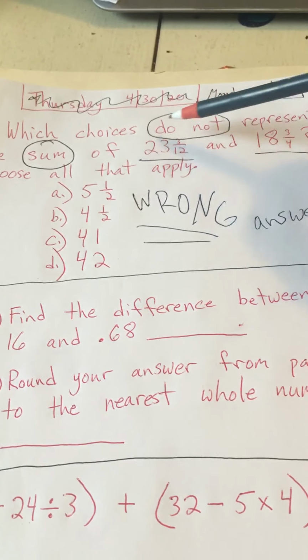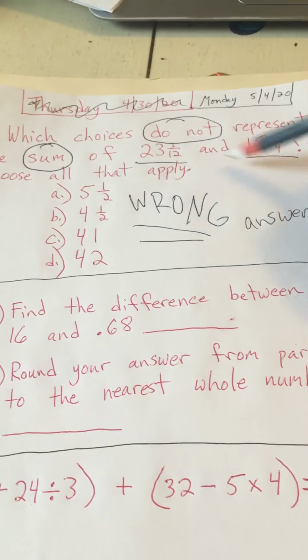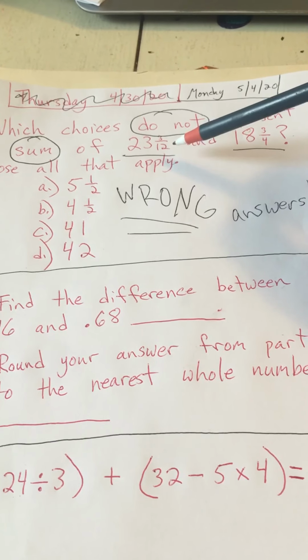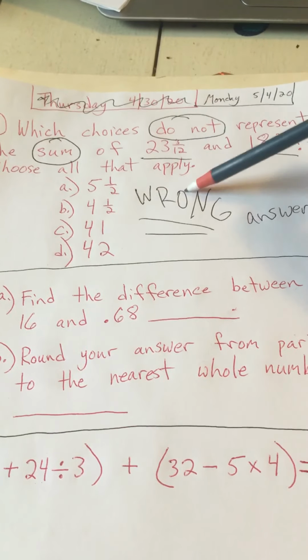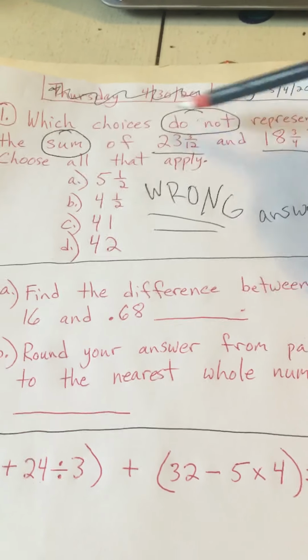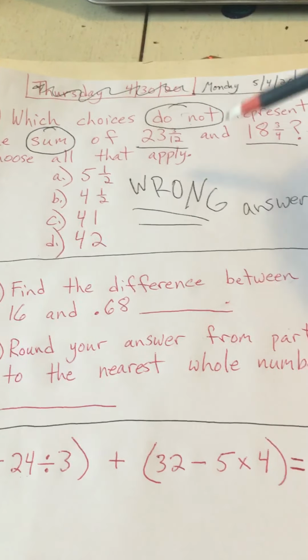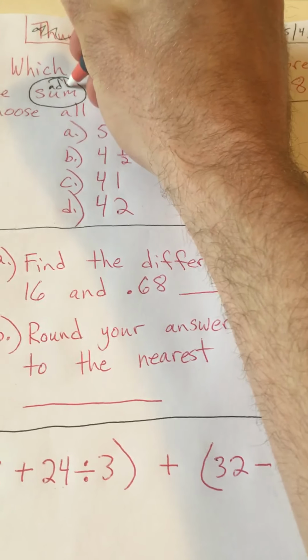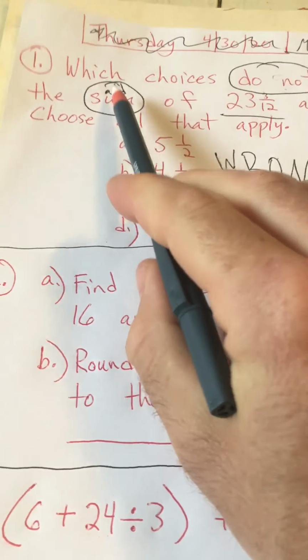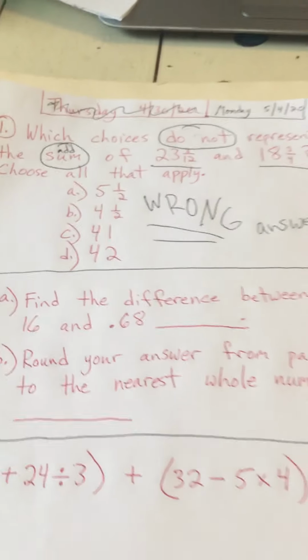It says which choices do not represent the sum of these two numbers. So the correct answer is not going to be the one we choose. We're going to choose the one that is actually wrong. We're going to choose the one that does not represent the sum of these two numbers. Okay, so sum, this is a word that is very important to know. We've practiced this a little bit. A sum is the answer to an addition problem.